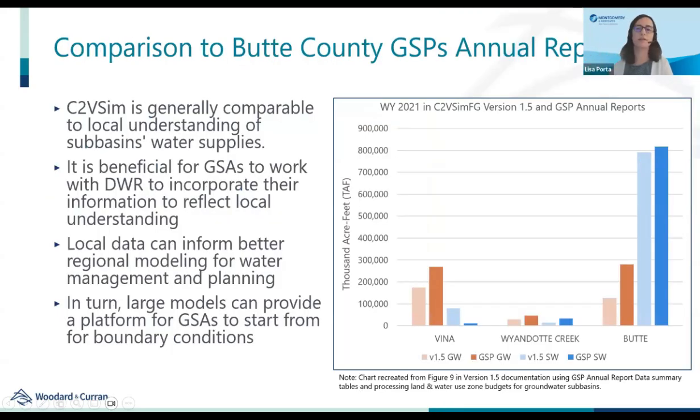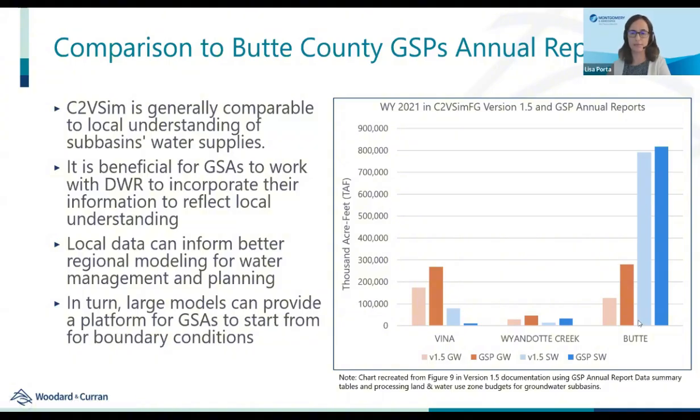In the report, DWR provided some comparisons to the Butte County GSP's annual report data, and we recreated those charts specifically for the Butte County subbasins. This is an interesting graph to look at. It shows surface water in blue and groundwater in orange. The dark blue is the surface water diversions that were reported in the 2024 annual report, and then the corresponding estimate from the DWR model.